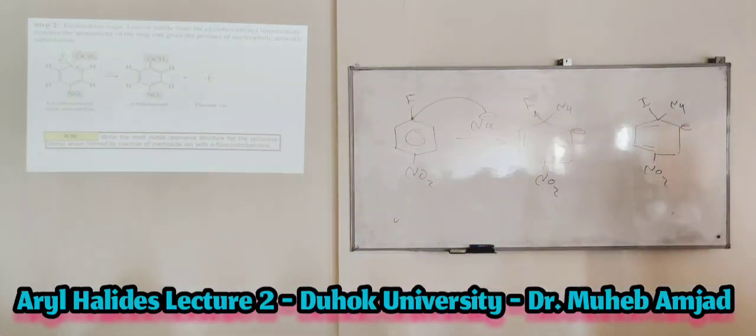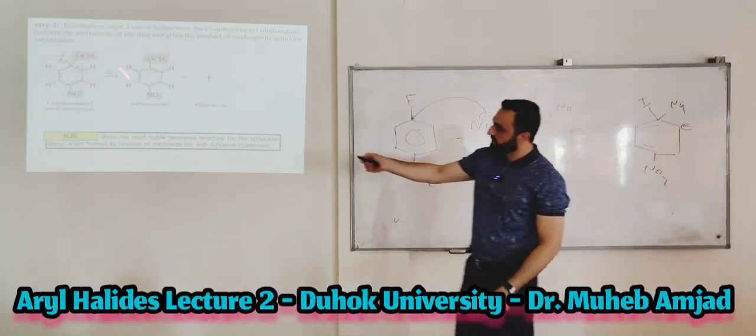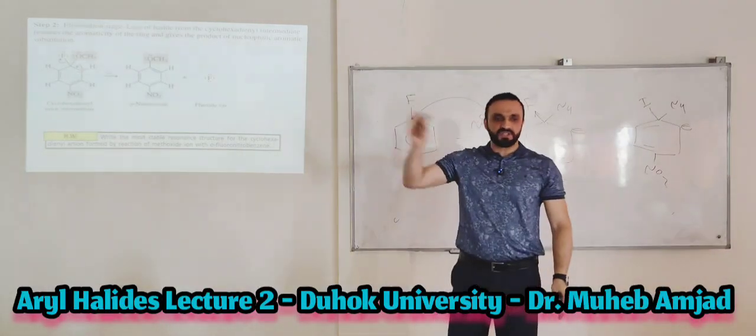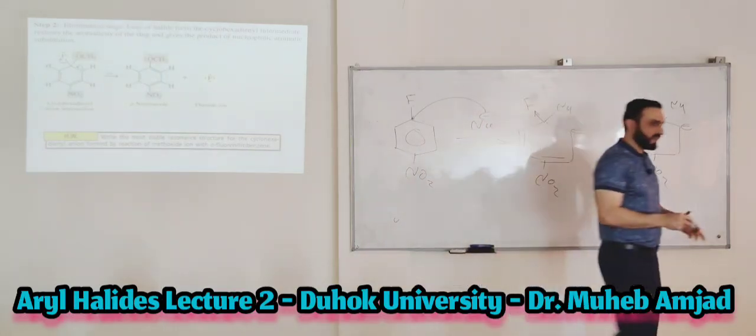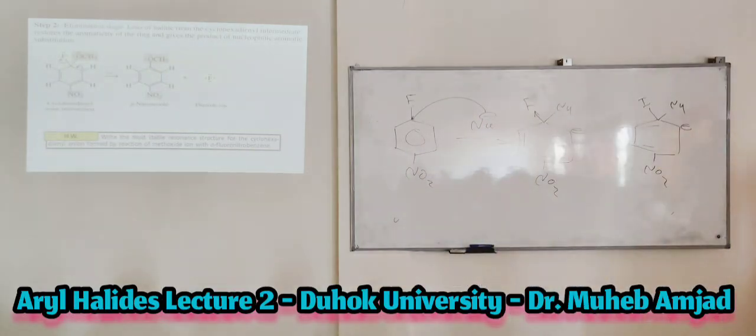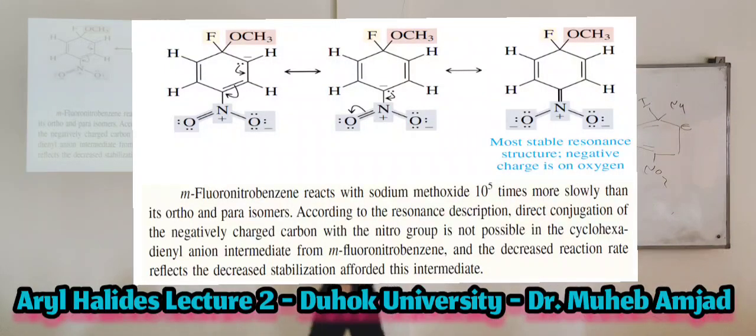So what you have to do, if you want, write the intermediate product. This is the intermediate product. Write all resonance structures and look at which one is the more stable one. So if you go to the next slide, this is the carbanion. Now for this carbanion, I want to write the resonance structure.